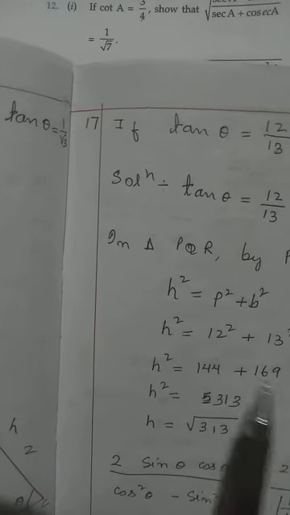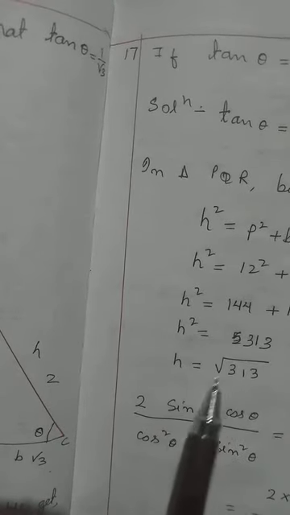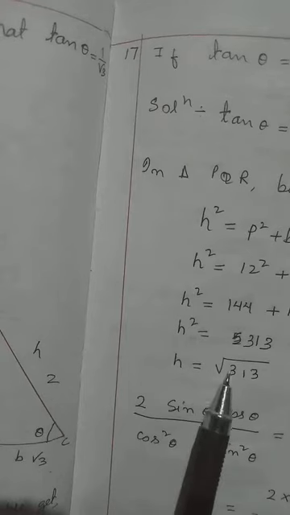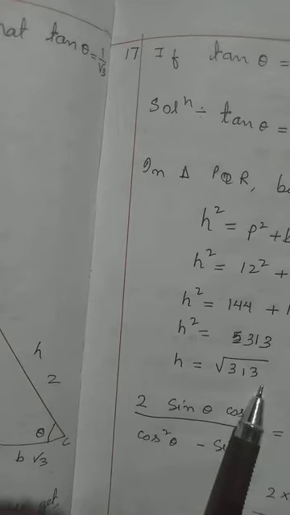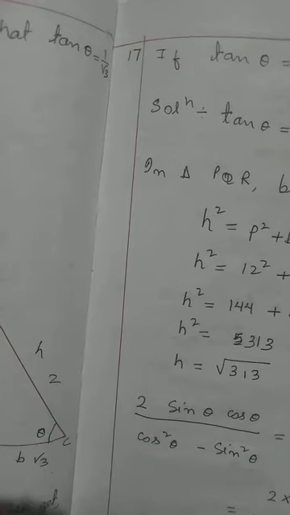Here we have the sign plus, so we add these two. We get 313. We don't want h square, we want only h. So what to do? To remove the square, we put square root on the other side. So hypotenuse h equals square root of 313. It is not a perfect square, so we cannot take it out of the root. Let it remain like that.